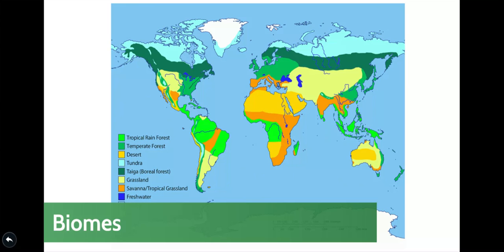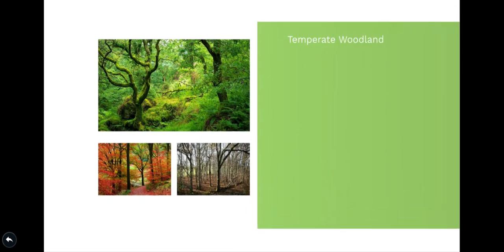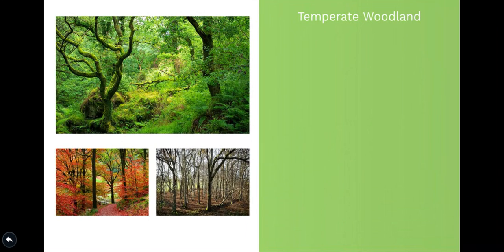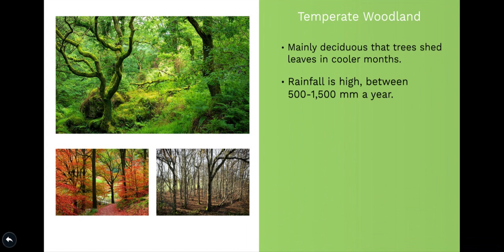Now, you can break biomes down further. This isn't an exhaustive list, but it just gives you an example of some of the biomes that we can find around the planet. And we're going to start off close to home here in the UK. In the UK, we find what's known as temperate woodland. And this is where we find mainly deciduous broadleaf trees. And these are green in the summer, and they shed their leaves in the cooler months towards the winter. And you can see this in the images on the left hand side.